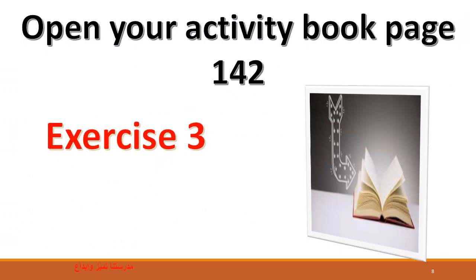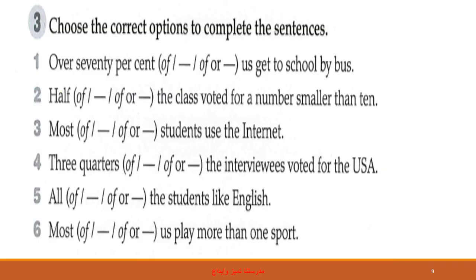Let's go on. It's time now to open your activity book, page 142, exercise 3. Here you have to read the sentences and choose the correct option. You are going to choose of or dash. Dash means that no of. Or you can choose of or dash. It means that yes, it's optional. You can use of or not. It's okay. Both are correct.